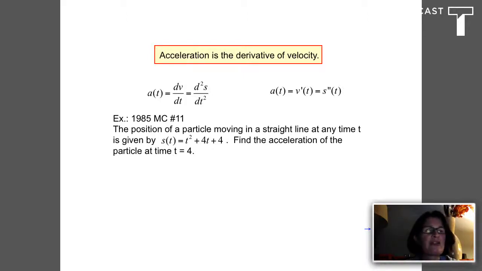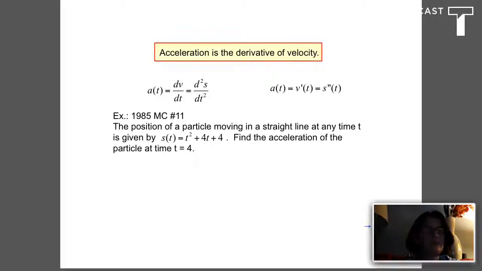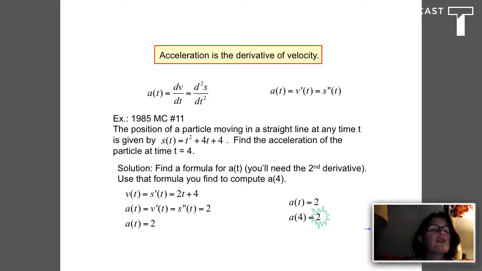You're going to do that about 100 times in the next couple of weeks. So the second derivative is what's going to give me a formula for acceleration. So I'm going to start by taking the first derivative. So that's the velocity is the derivative of position. And the 2 comes to the front and the 4 stays there. And I get 2t plus 4 for the velocity.